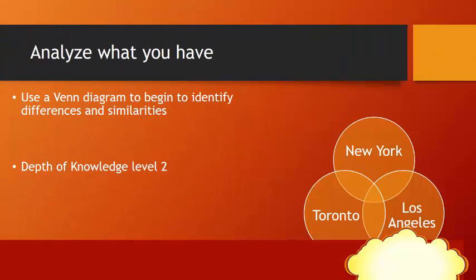A great instructional strategy that I have used with my students to analyze this is by using a Venn diagram. As you can see, I would have placed the 3 largest cities in North America, and the students can begin to describe what they find within each of these different cities. This comparing and contrasting elevates this activity to a level 2 in Webb's depth of knowledge.